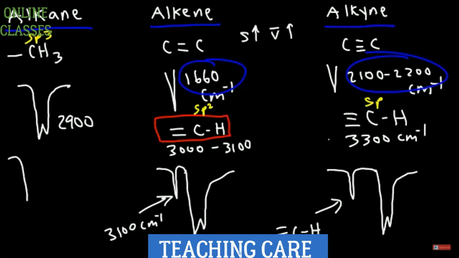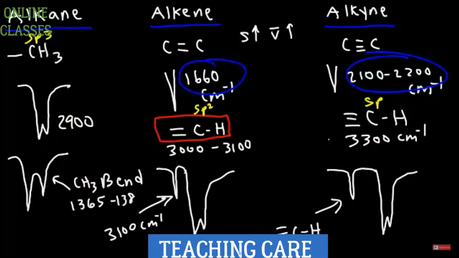Now, going back to alkanes, there are two other signals that you want to be familiar with. The first one is a CH3 bend, which has a signal of 1365 to 1385. And then the other one can vary between a CH bend, a CH2 bend, or a CH3 bend. And that can vary between 1400 and 1450.